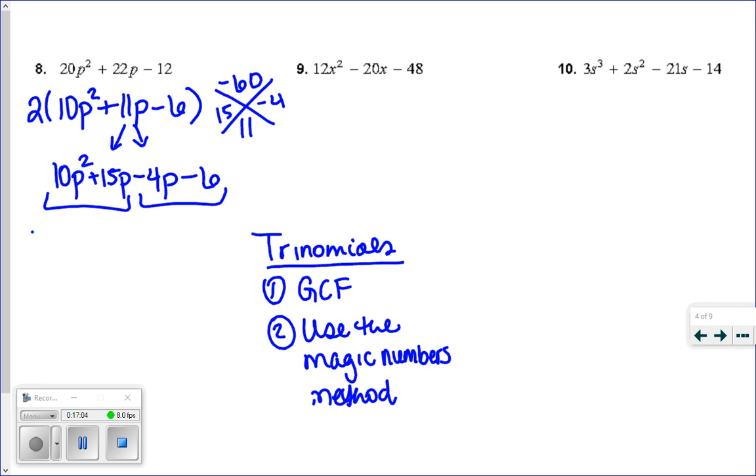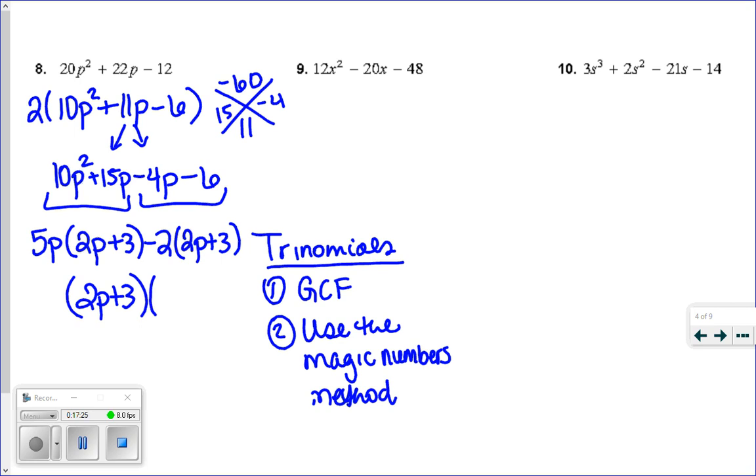So in the first pair, our GCF is 5p. And that leaves me with 2p plus 3. And the second one, our GCF is a negative 2. That leaves me with 2p plus 3. So that means that one of our factors is 2p plus 3. The other factor is 5p minus 2.